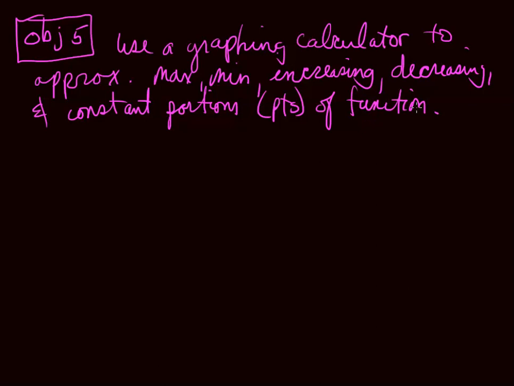So, if we take a look at our calculator, let me get one pulled up here. Suppose we were asked this question. You've got a function y equals x squared minus 1, where x is less than 2. We want to know, is there a maximum point, a minimum point? Where is it increasing, decreasing, and constant? Now you can do that by hand, but let's use a graphing calculator also to make sure you know how to do it on the graphing calculator.